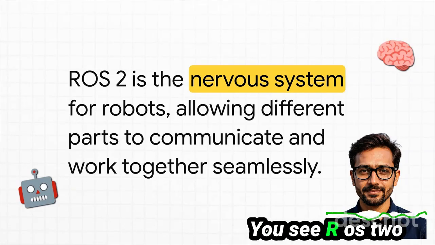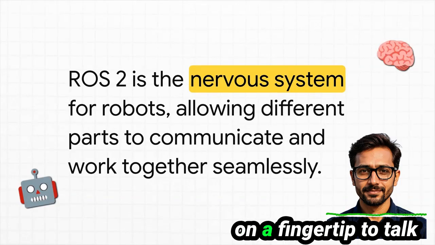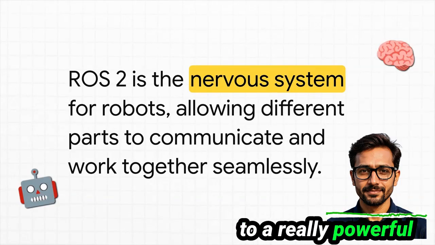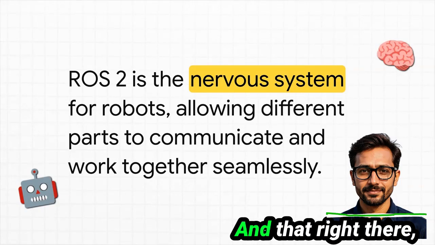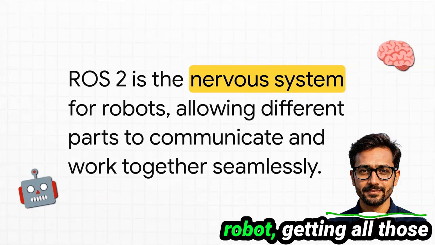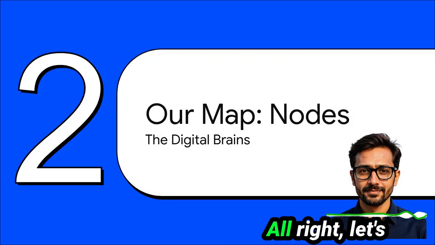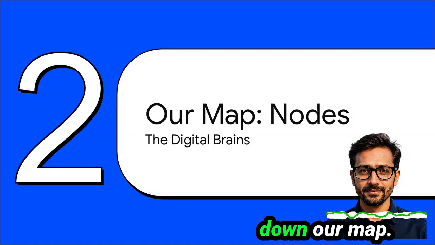You see, ROS2 provides the pathways for, say, a tiny sensor on a fingertip to talk to a really powerful motor in an arm. And that right there, that's the secret superpower for anyone building a robot, getting all those different parts to work together as one. All right, let's start breaking down our map.